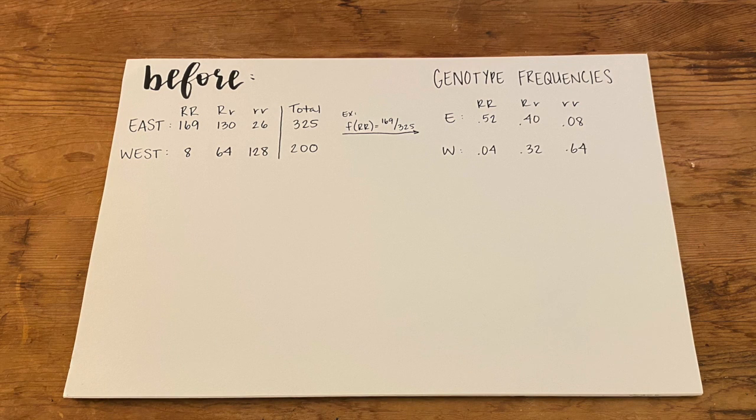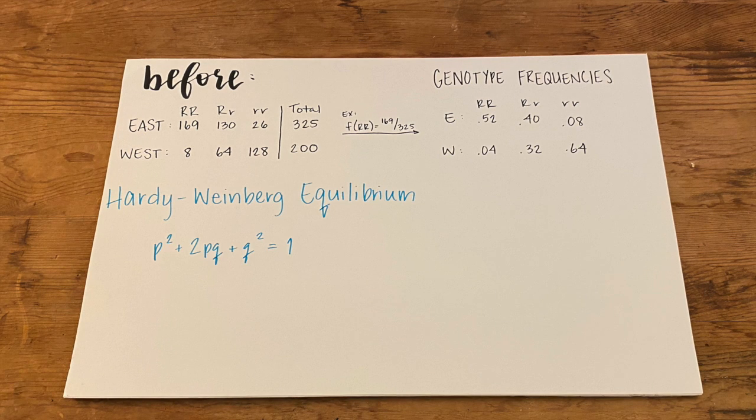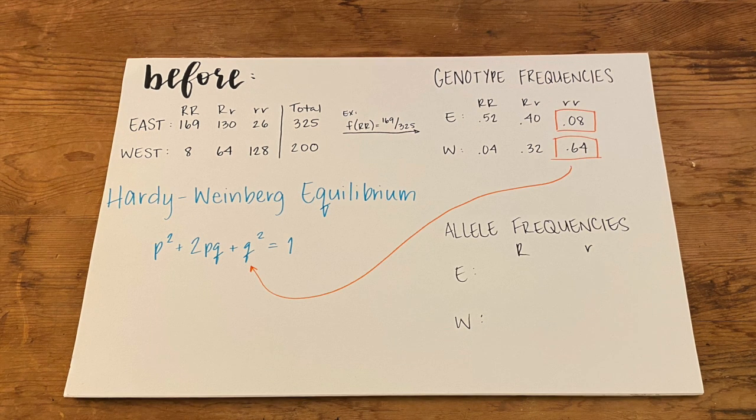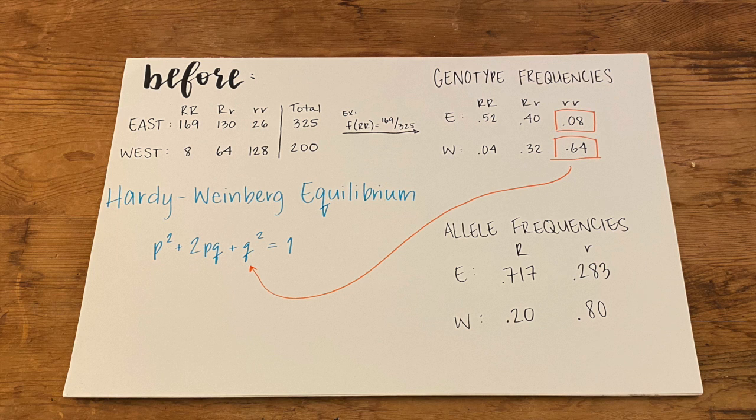To find the allele frequencies, we use the Hardy-Weinberg equilibrium equation, finding the square root of the small r genotype value for the allele small r, then subtracting that answer from 1 to find the allele frequency for big R. Now let's see what happens after migration occurs.